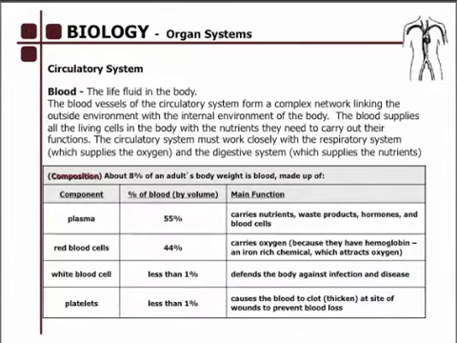When you look at blood itself, it is the life fluid of the body. Blood vessels in the circulatory system form a complex network linking the outside environment with the internal environment of the body. The blood supplies all living cells in the body with the nutrients they need to carry out their functions. The circulatory system must work closely with the respiratory system, which supplies its oxygen, and the digestive system, which supplies its nutrients. You will not need to know what percent of blood by volume, but you should have an idea what the components of blood are. They're not all red blood cells like we like to believe.